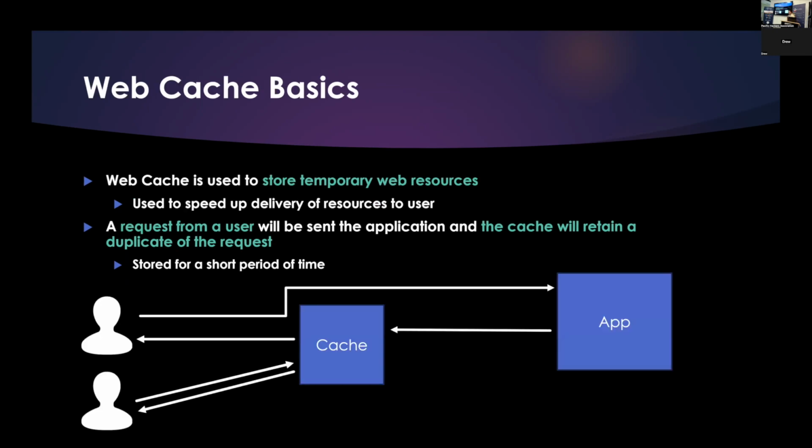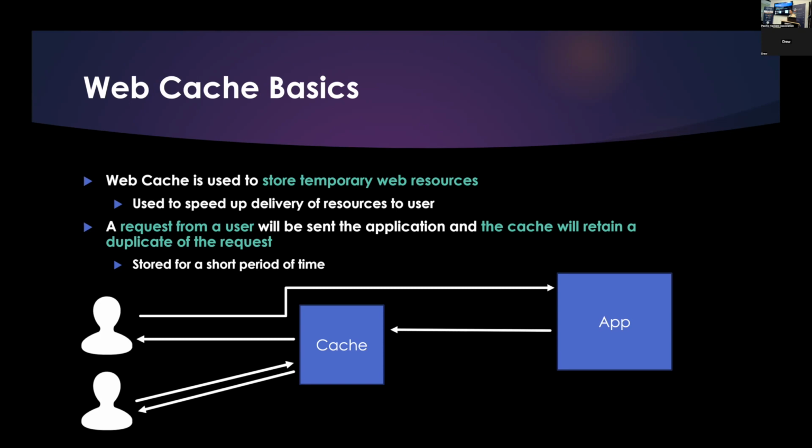Now, I want to talk about cache poisoning. So before we talk about cache poisoning, I have to talk about what a cache is. Who here is familiar with caches? Cool. So a cache is pretty straightforward. It's used as a temporary resource for storing responses.